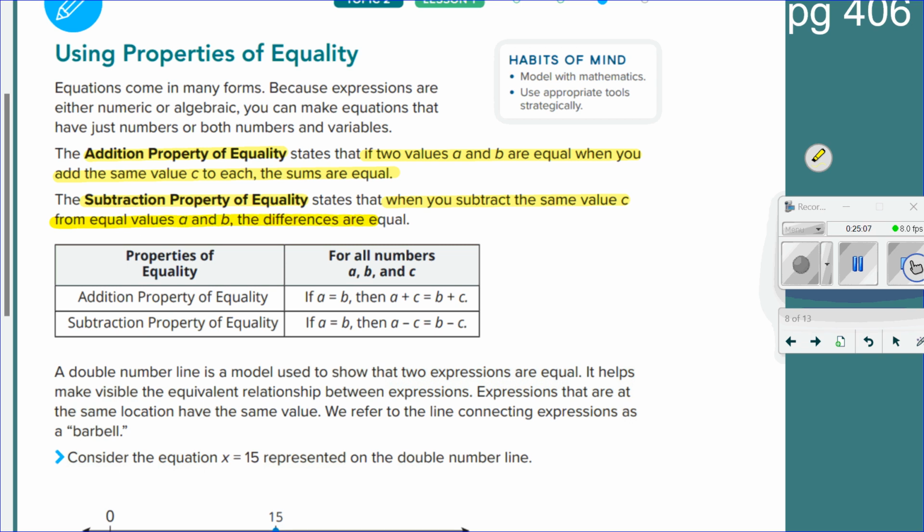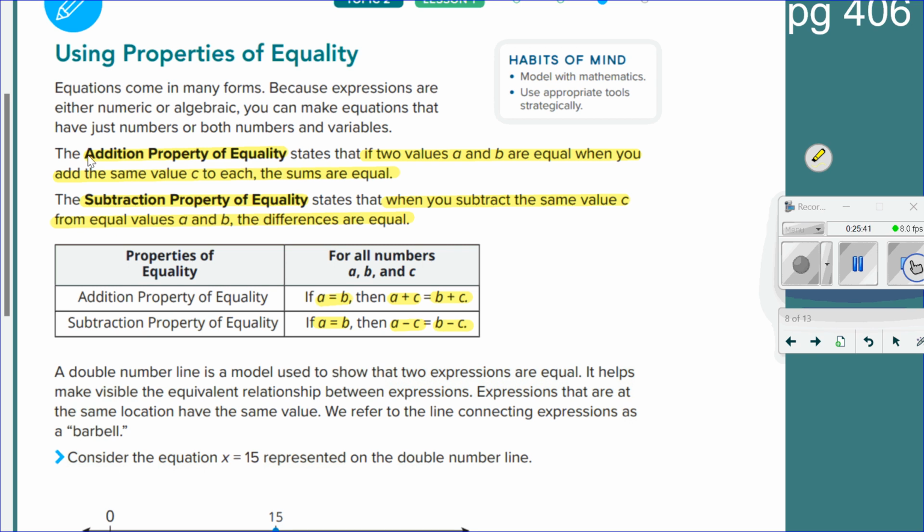The way I like to think of it, to put it in kind of plain terms, if I add the same thing to both sides, it stays the same. Or if I subtract the same number from both sides, it stays the same. Okay? So here it is written algebraically. If A equals B, then if I add C to both sides, it's still equal. Or if A equals B, then if I subtract C from both sides, it stays equal. Pretty easy, right?